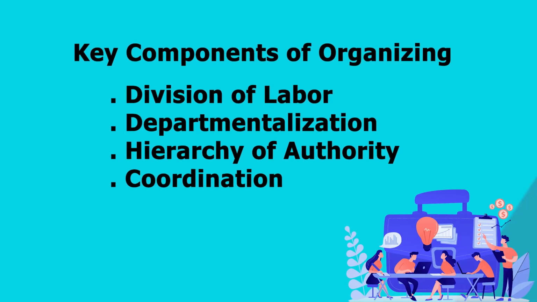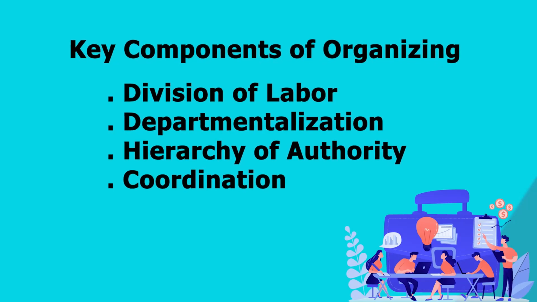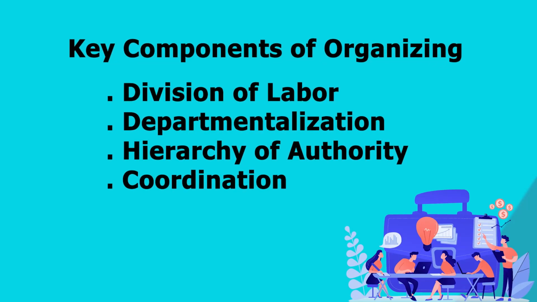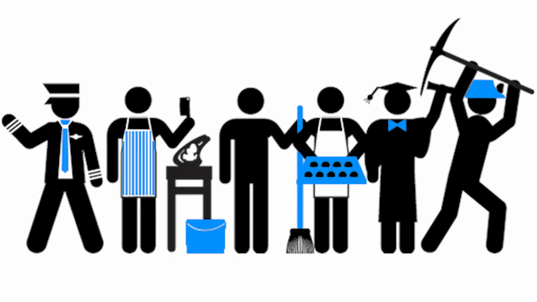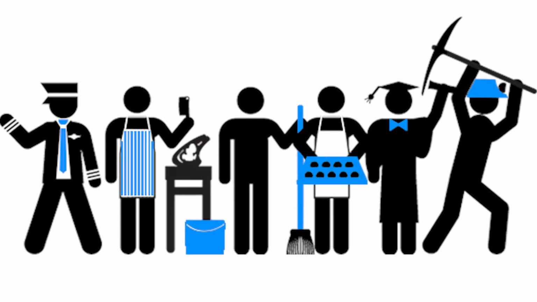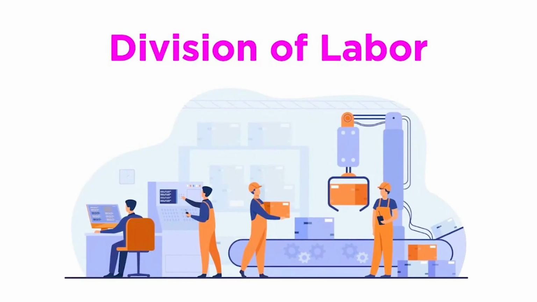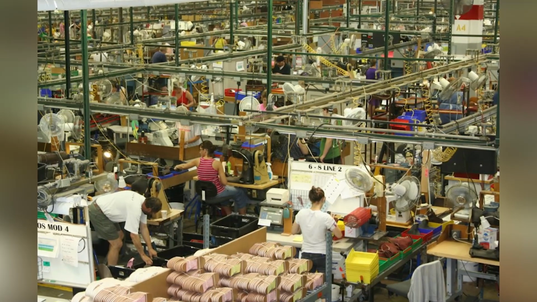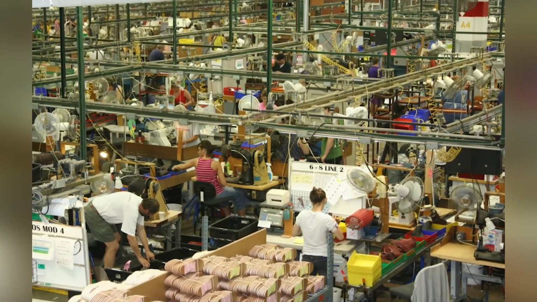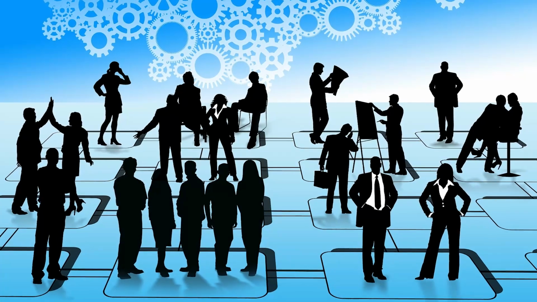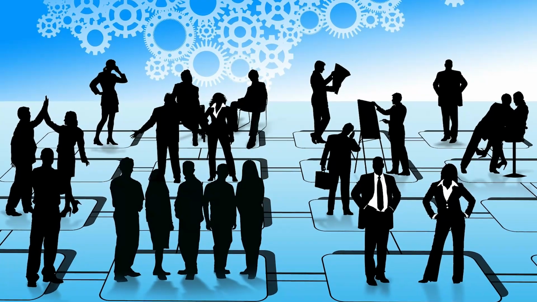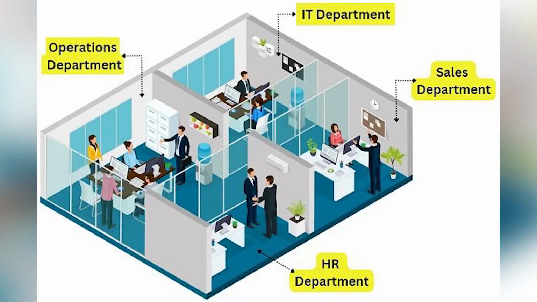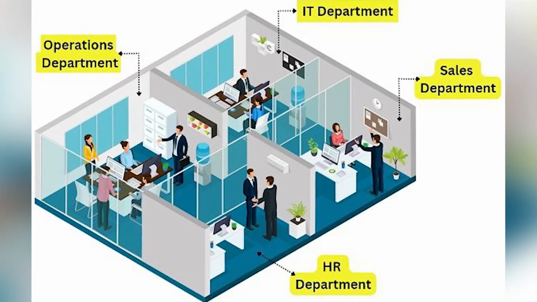Now let us see the key components of organizing function of management. The first key component is division of labor. Division of labor is assigning specific tasks to individuals or groups based on their skills and expertise, which enhances efficiency. This specialization allows employees to become more proficient in particular areas. The second key component is departmentalization. Departmentalization is a process of grouping related tasks or activities into departments or teams.